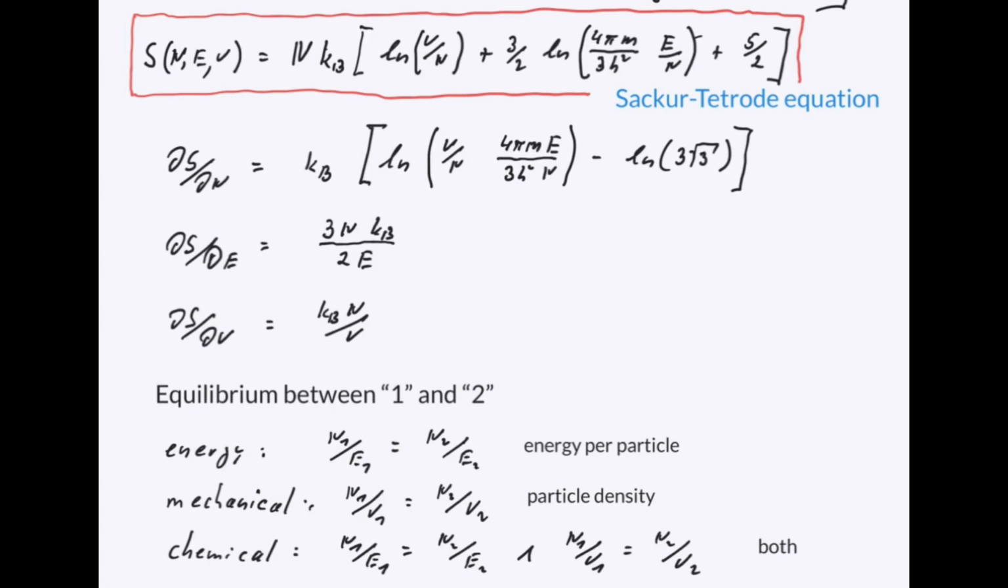As a summary, we derived the Sackur-Tetrode equation, which describes the entropy of an ideal gas in the microcanonical ensemble. Further, we evaluated the equilibrium between two systems, and we found that for two systems to be in equilibrium is equivalent to saying that the energy per particle and the particle density have to be the same.